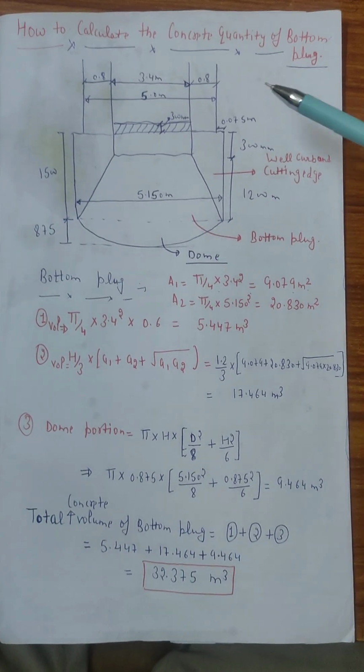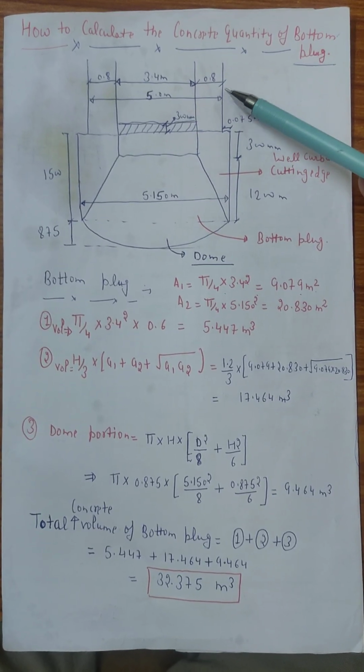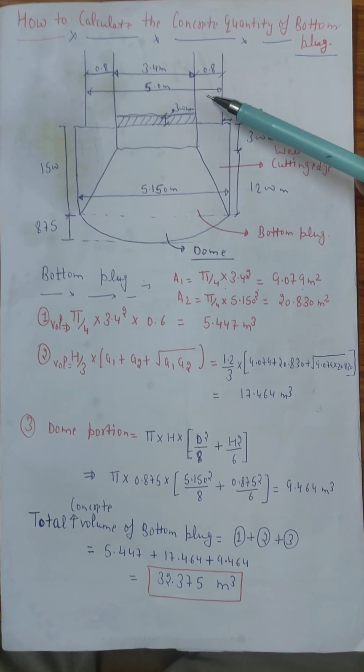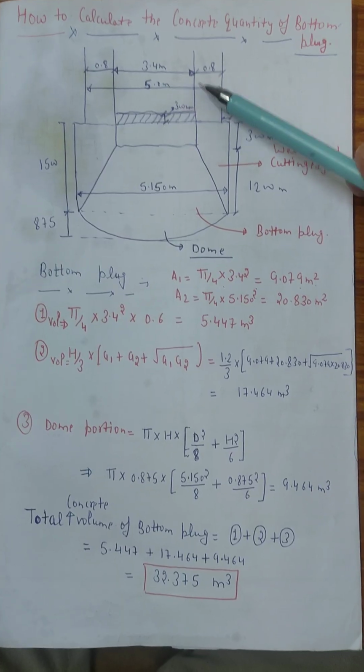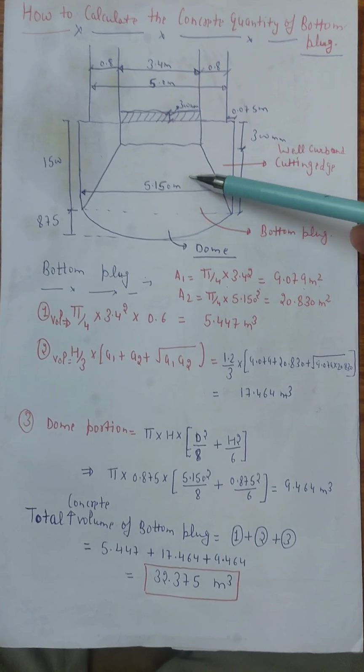So as you can see here, we have a well foundation of 5 meter dia in which steining thickness is 0.8 meter. Inner threshold dia is 3.4 meter and base dia of well foundation is 5.15 meter.